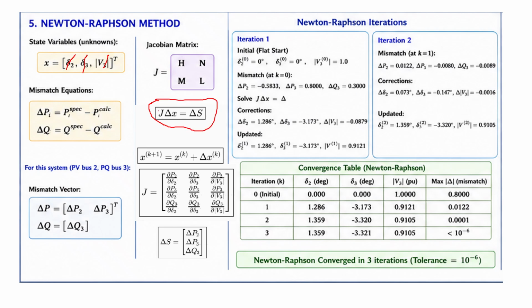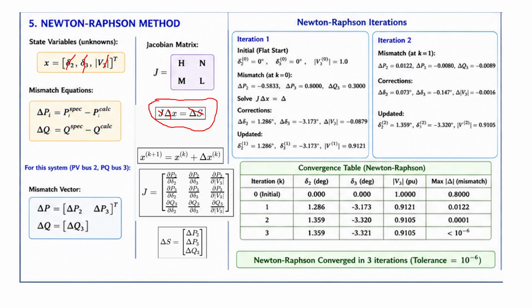J is a Jacobian matrix. ΔX is a correction value for the state variable, whereas ΔS is the change in a specified value. For example, for bus 2 we have a fixed P. So the change in this mismatch is obtained by taking the difference between a specified value and the calculated value, as well as for bus 3, where we have a fixed active and a reactive power. We can obtain the mismatch by taking the difference between a specified value and the calculated value.